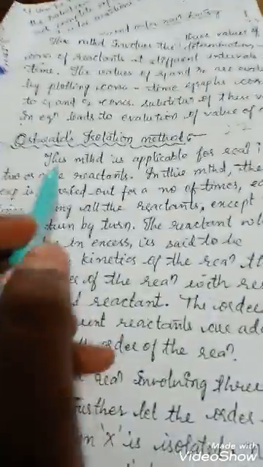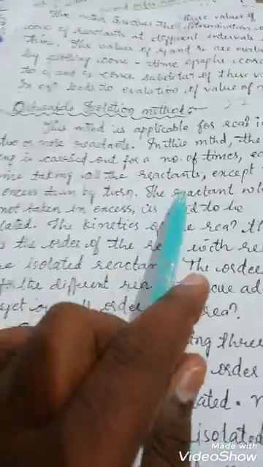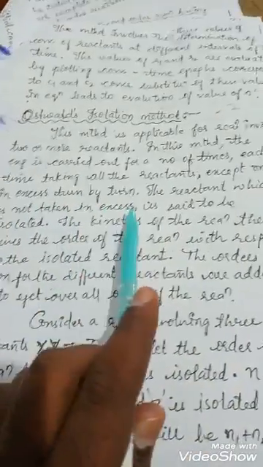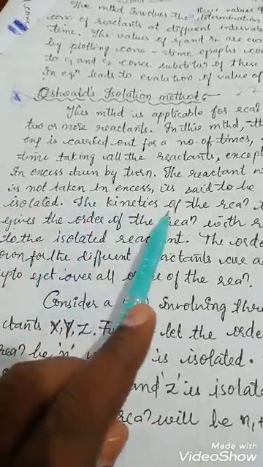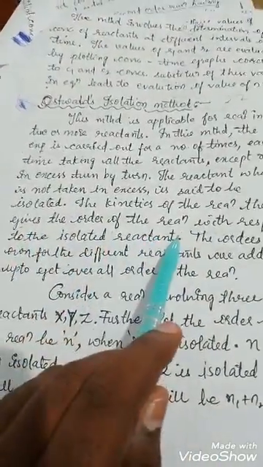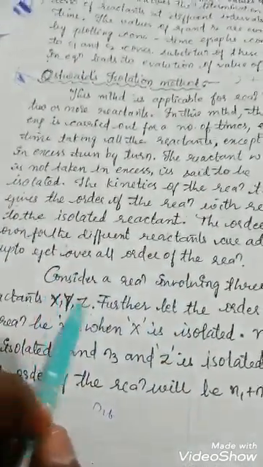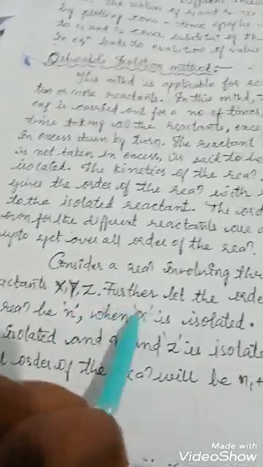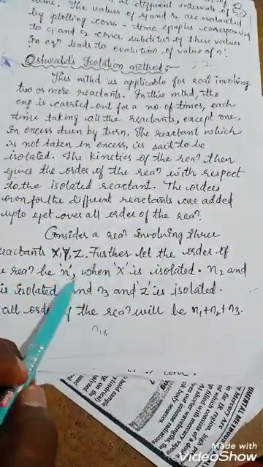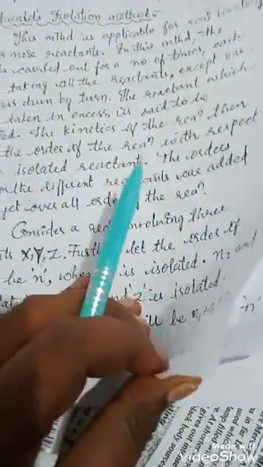Got it, students? In this method, the experiment is carried out a number of times, each time taking all the reactants except one in excess, turn by turn. The reactant which is not taken in excess is said to be isolated. The kinetics of the reaction gives the order with respect to the isolated reactant, and the orders for the different reactants are added up to get the overall order of the reaction. Consider a reaction involving three reactants X, Y, Z, where the order is N1 when X is isolated, N2 when Y is isolated, and N3 when Z is isolated. The overall order will be N1 plus N2 plus N3. This is Ostwald's isolation method.